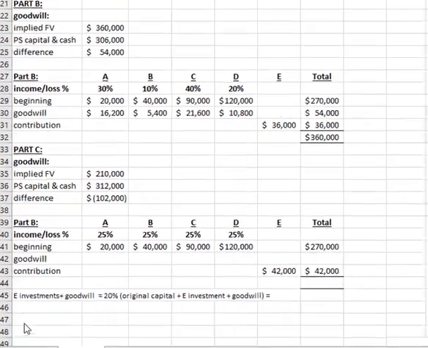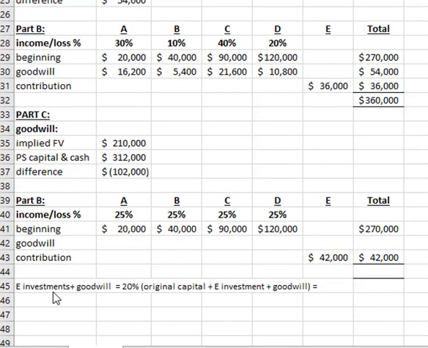So let's look at the equation. E's contribution, or E's investment, plus the goodwill that E is going to be given is going to be 20% of the original capital plus the contribution plus the goodwill. So then you have to solve for the goodwill. So let's put in the items that we know.